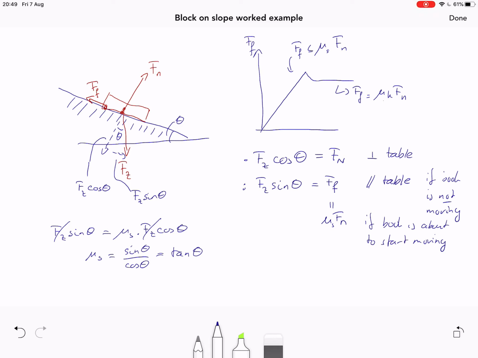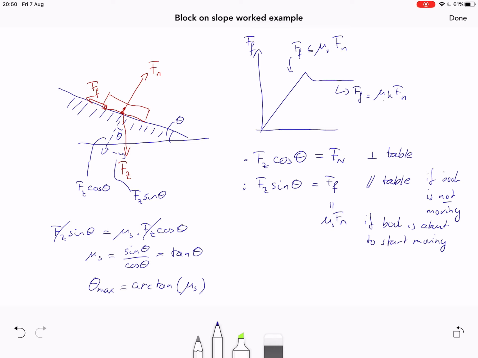Usually I would leave this as my answer. Of course you could invert this and say that the angle theta max is the arc tangent of this coefficient of static friction. Now, of course, you could look up the coefficient of static friction of a given book and a table of a given material and actually put in numbers and find what this actual angle is. Inversely, you can now determine what the coefficient is by measuring the angle at which the book will start to slide.